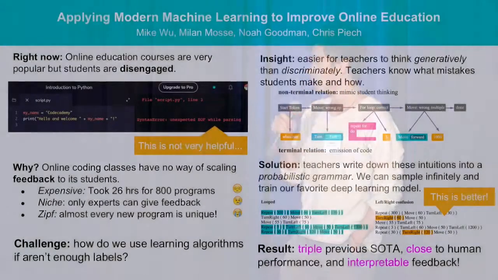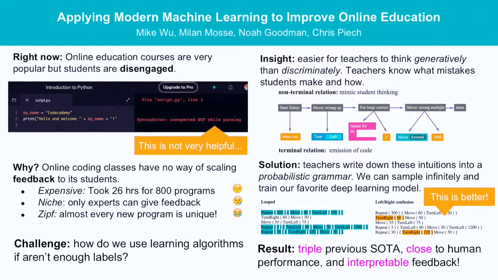So what can we do? Well, it turns out that teachers have a really good mental model of how students think and learn. So if we can distill that knowledge into a simple generative model like a grammar, then we can sample infinitely from that and create a data set that we can use to train your favorite deep net. So this turns out to work pretty well. We triple the previous state of the art, and we can actually highlight parts in the code that correspond to particular mistakes that students make. So thanks.